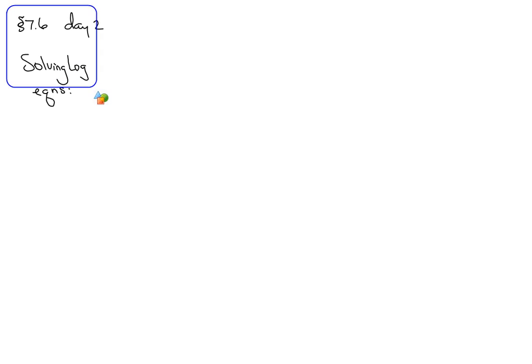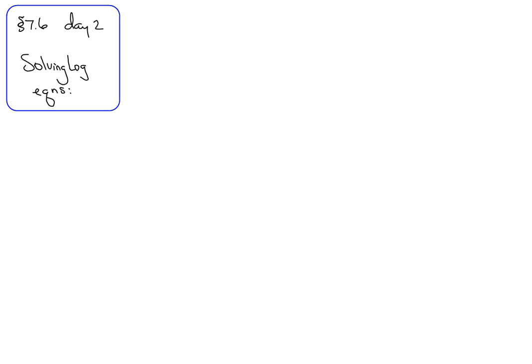So this is the second half of section 7.6. Solving log equations. Again, we saw that when we were dealing with exponential equations, there were two different types we could run into. There was the type where we could equate the bases, and the type where we couldn't. If we could equate the bases, we did so, and then we rewrote the equation in a way that we could actually solve it.